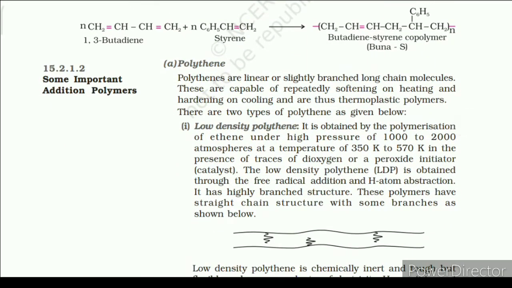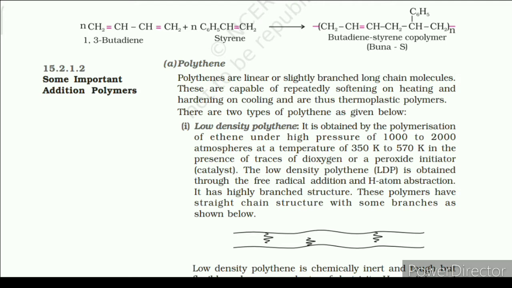15.2.1.2 Some important addition polymers. Number A. Polythene. Polythenes are linear or slightly branched long chain molecules. These are capable of repeatedly softening on heating and hardening on cooling, and thus are thermoplastic polymers. There are two types of polythene as given below.